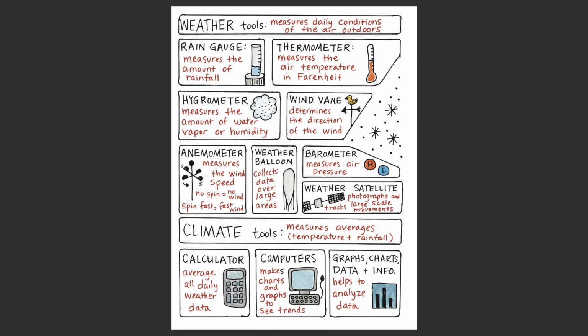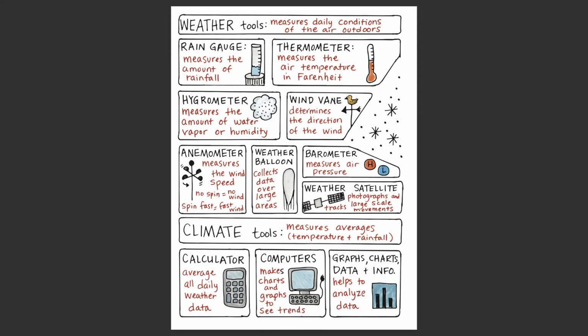Okay, and then you have weather satellites. Now, weather satellites photograph and track large scale movements. So this is how we track things like hurricanes and how we can predict which way hurricanes are going to travel and things like that, which I know that you either have or will watch a video on, right? Hurricanes, which is pretty cool in my opinion.